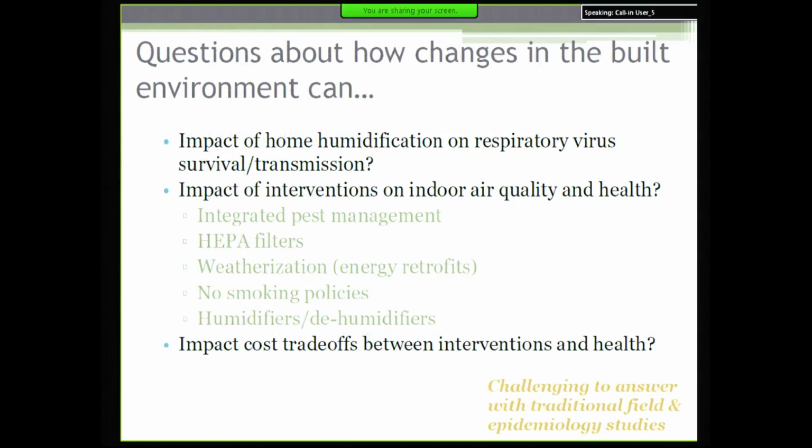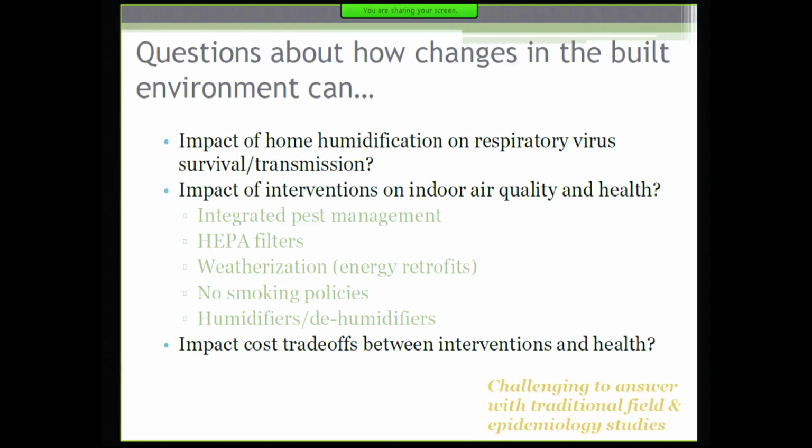Some of the questions that we've asked in our research group are things about how, if you make changes in the built environment, for example, how can you measure the impact of home humidification on respiratory virus survival or transmission? How can you evaluate interventions on indoor air quality and health? And by interventions, this ranges from things like integrated pest management, HEPA filters, energy retrofits or weatherization tools, no smoking policies, or the use of humidifiers or dehumidifiers.